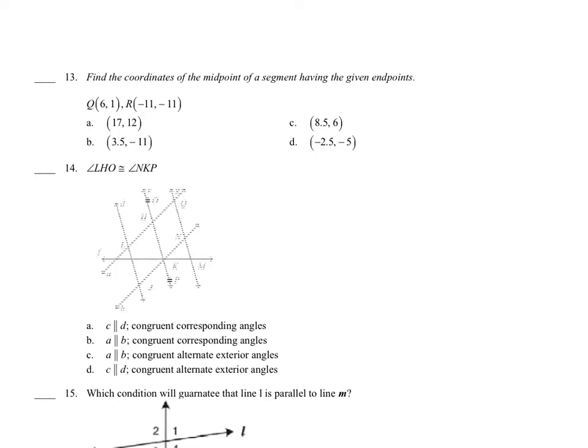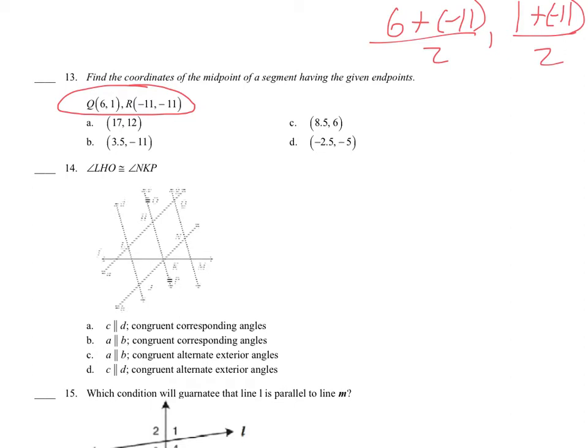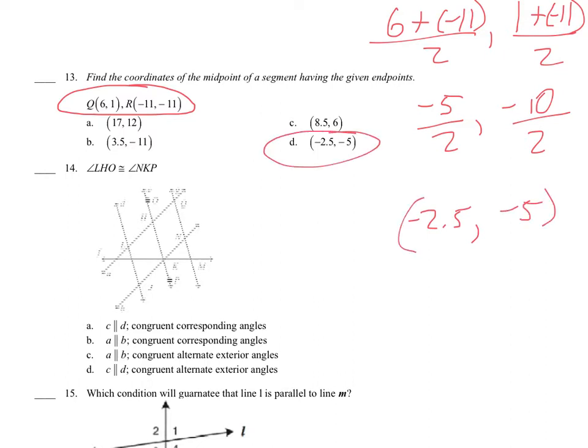Okay, number 13, find the coordinates of the midpoint given these two endpoints. We take our x's, 6, and we add them together, and we divide by 2. We take our y's, and we add those together, and we divide by 2. 6 and negative 11 is negative 5 divided by 2, and then we have negative 10 divided by 2. So we get negative 2.5 and negative 5 as our x and our y, which is D.